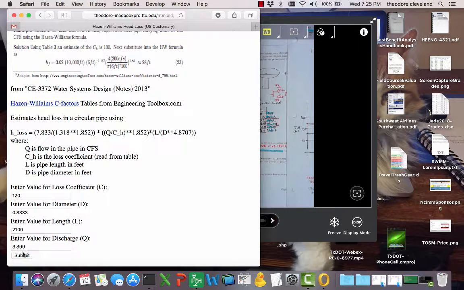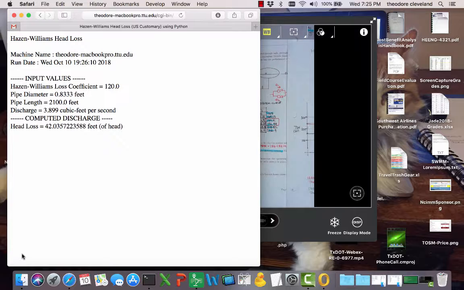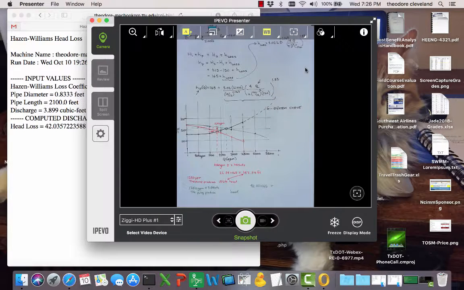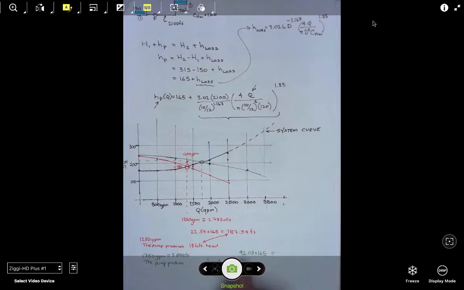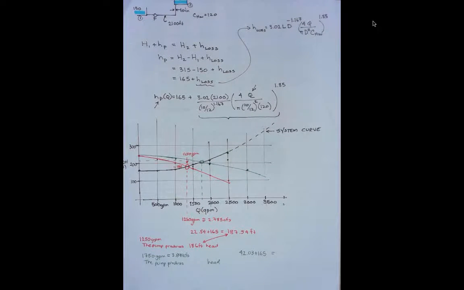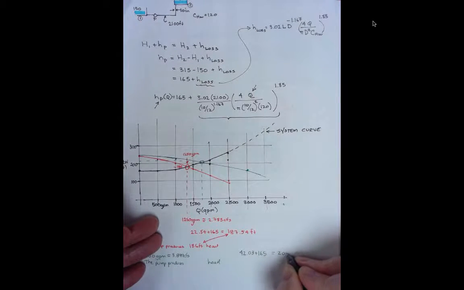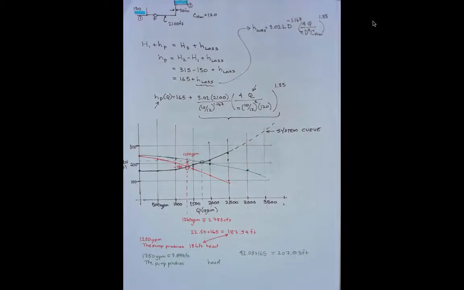So, in this case, the pump produces head, and our system curve is 42.03 plus 165, which equals 207.3 feet of head, and now we have to see what our pump produces at 1,750 gallons per minute. So we want to get these back in gallons per minute.